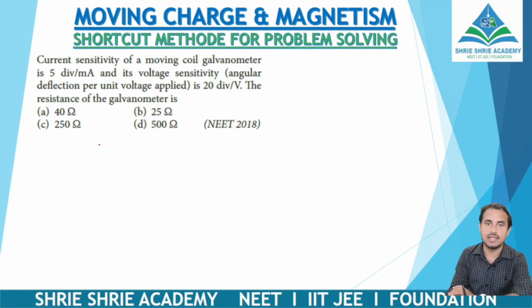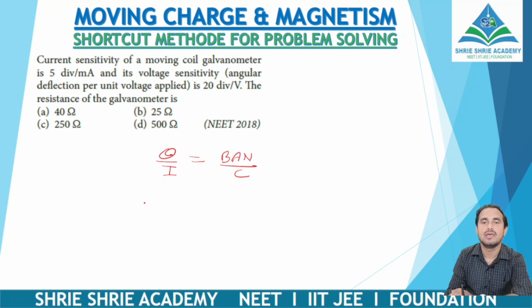So we have this current sensitivity and voltage sensitivity concept, moving coil galvanometer. Here, in this you have been given the current sensitivity of the moving coil galvanometer. Current sensitivity means nothing but theta upon I, that is NBA by C. This is the definition of current sensitivity. Voltage sensitivity is theta upon V, that is NBA divided by RC, equation number 2. Now both have been given.